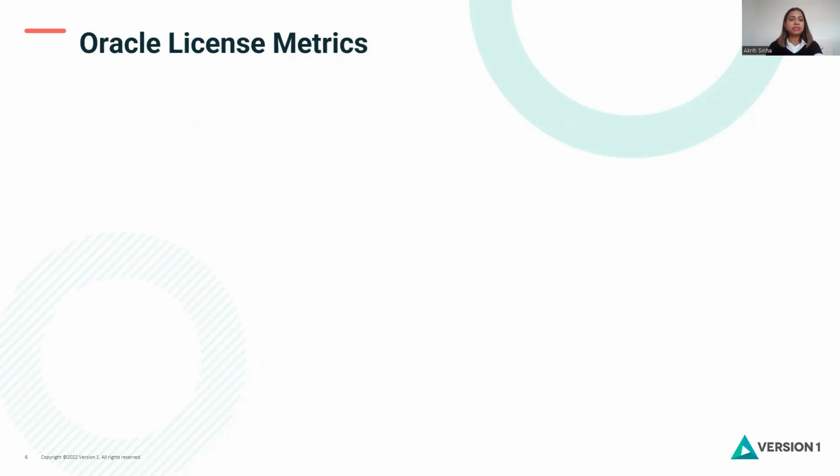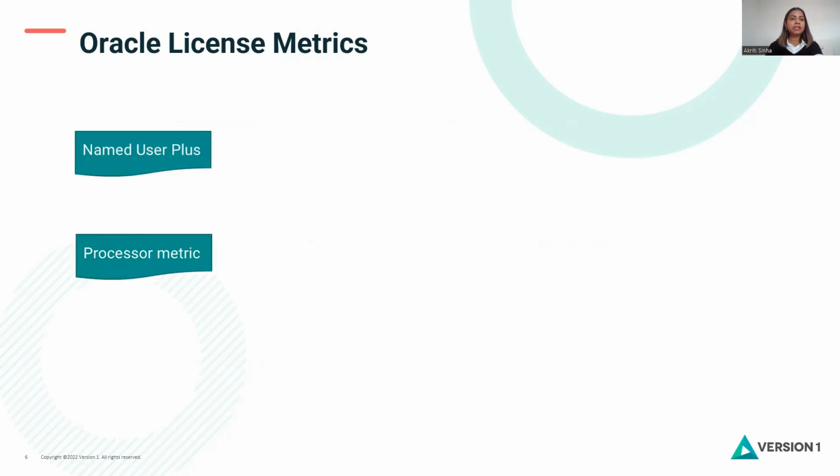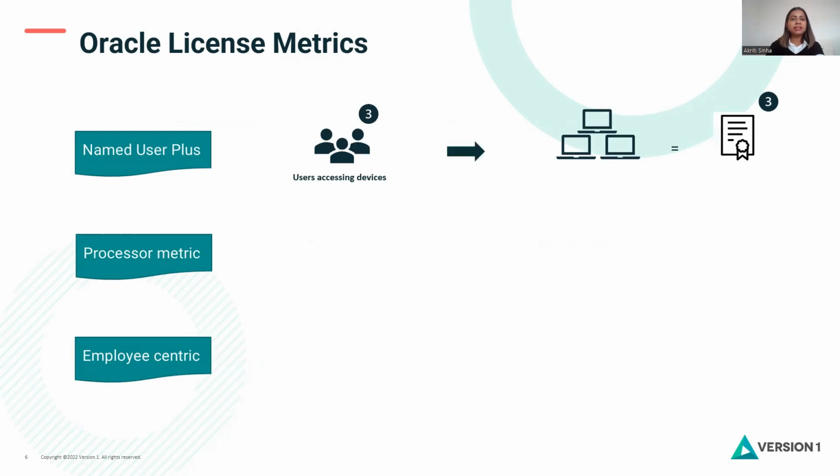Oracle license metrics. Again, we have touched on that before. There are 3 license metrics which Oracle has been using: named user plus, processor, and employee-centric. Named user plus is the simplest one. It states that individuals who are authorized to use Oracle programs on a single or multiple servers, so the number of such users will equate to the number of licenses.